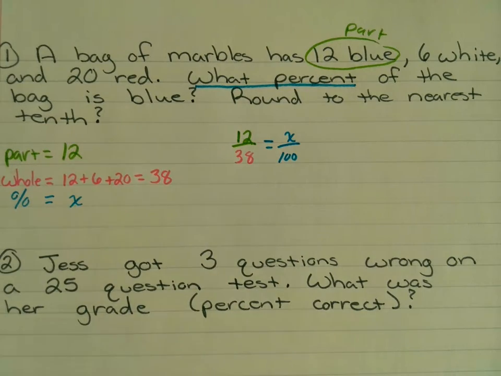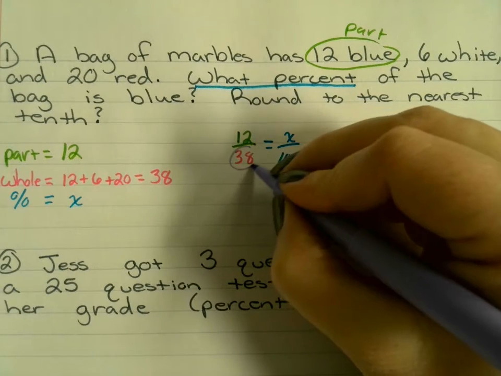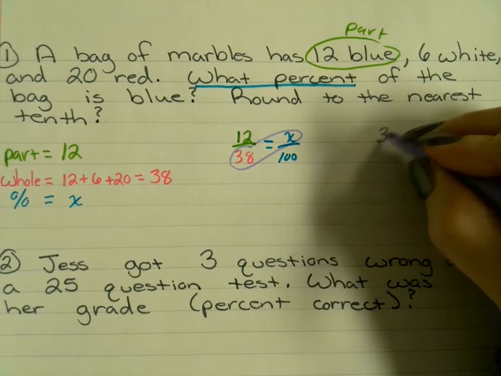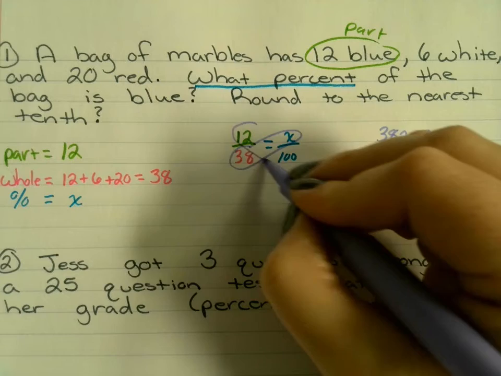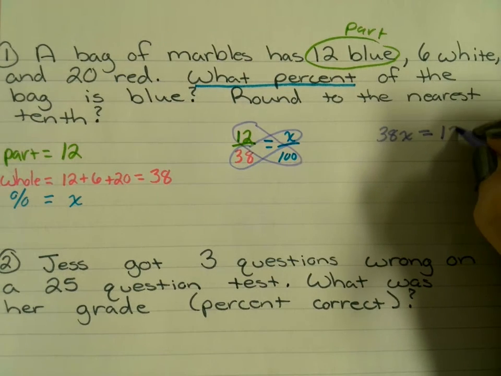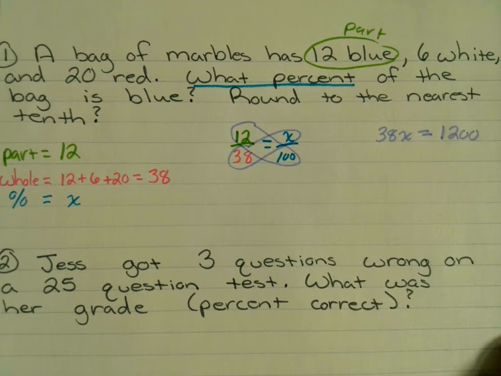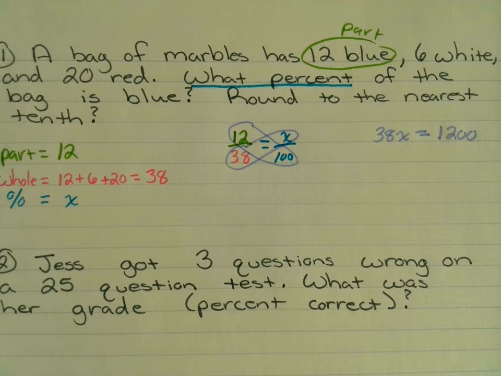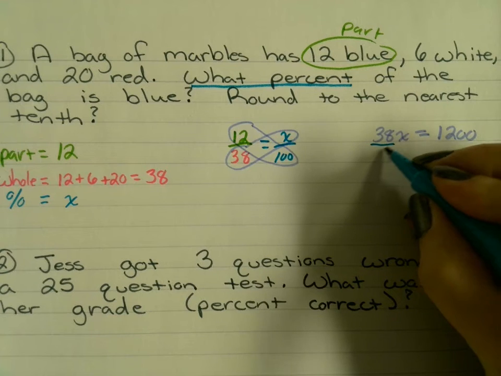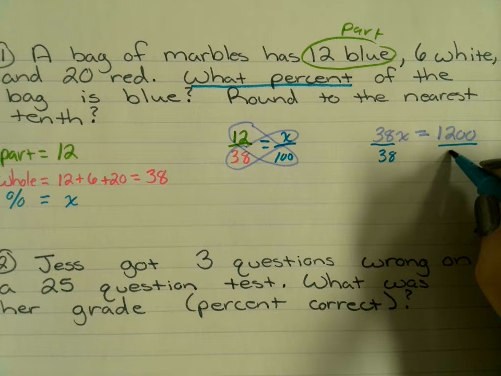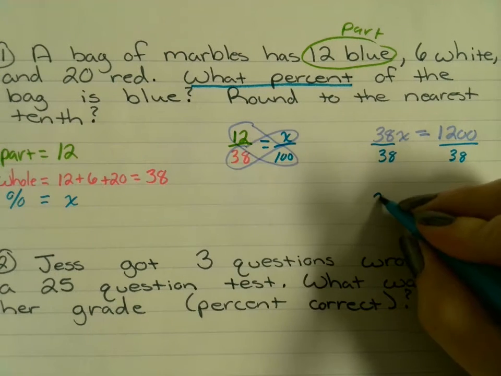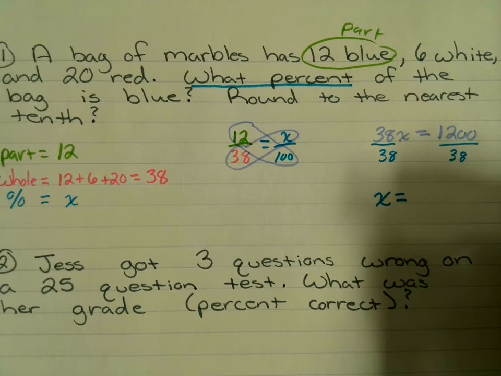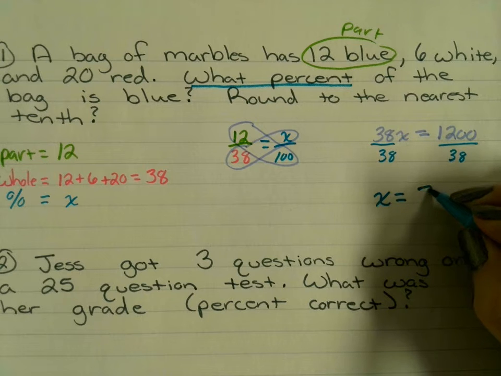Then we do the cross product. We're going to multiply 38 times X, which is going to give us 38X. Then we're going to multiply 12 times 100, which is going to give us 1,200. So we now have the equation: 38X is equal to 1,200. The last step is to divide both sides by the 38. Right? Inverse operations, the inverse of multiplication is division. And we'll find out that our percentage of blue is going to be about 31.6%.